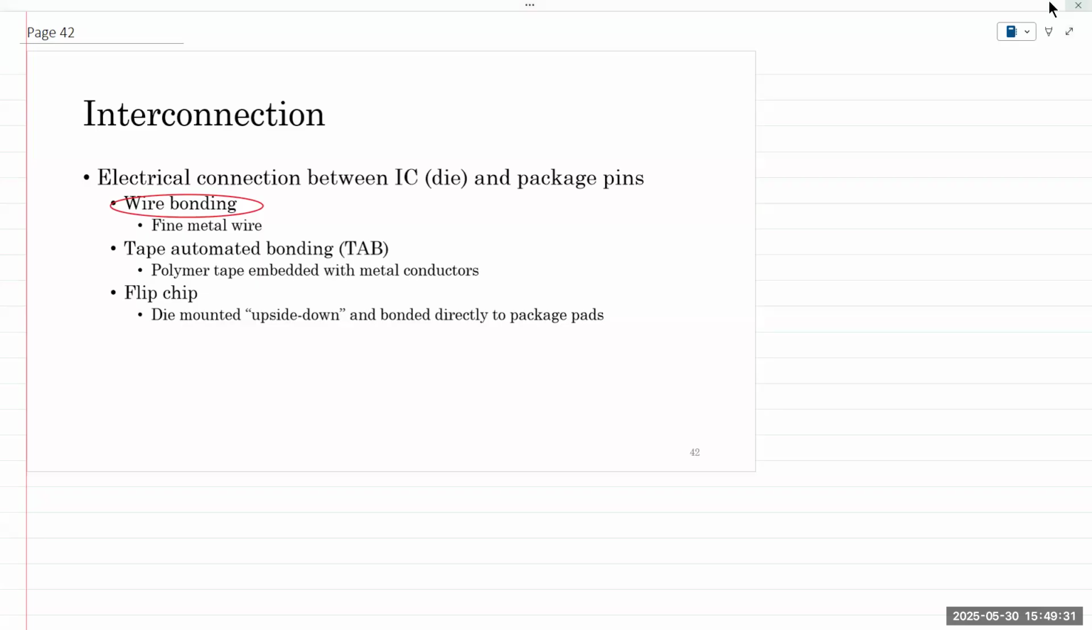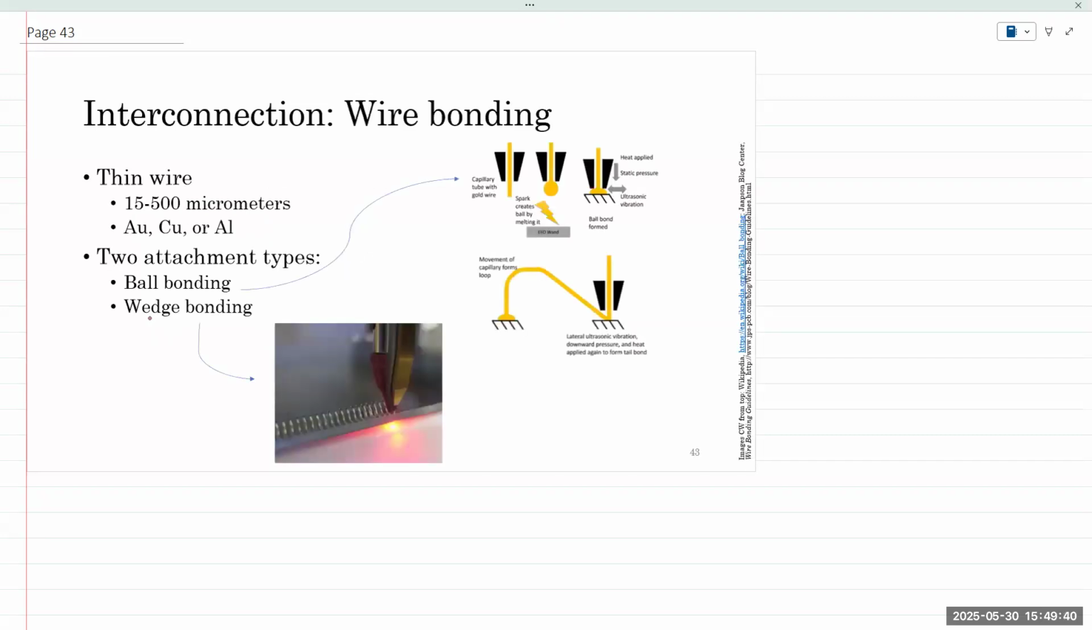That is by far the most common. Then you have now the flip chip, where you take the die, you turn it inside out, and you bond it directly to the package. And so that's wire bonding right there. You create a spark, it melts it on top, and it creates a nice round ball, and it makes a connection on that chip right there.